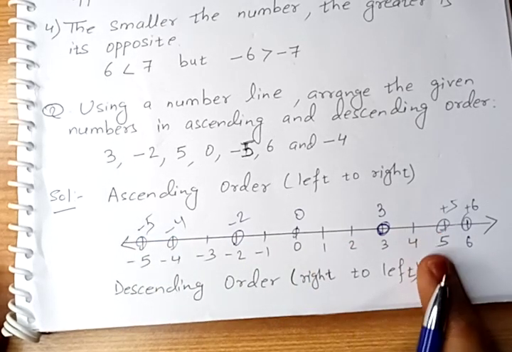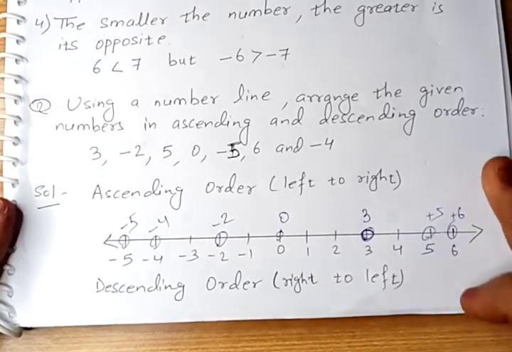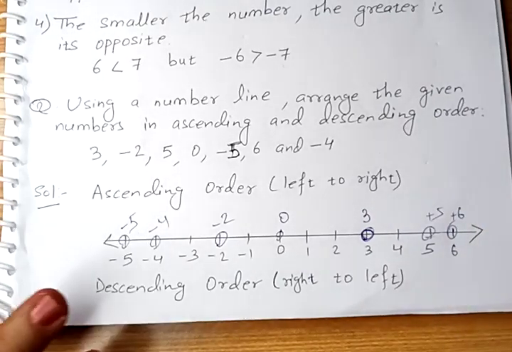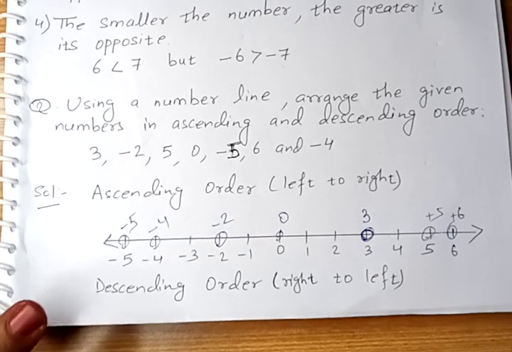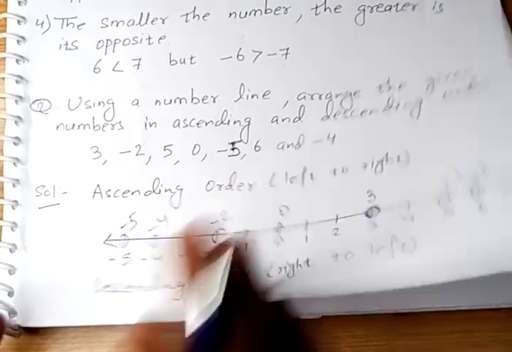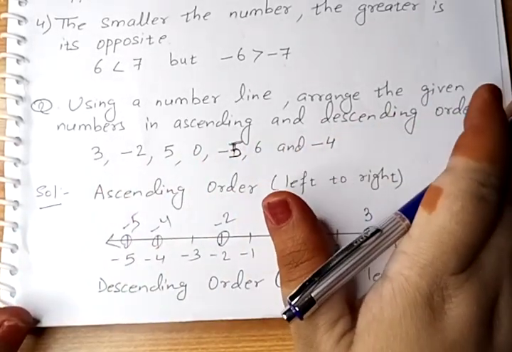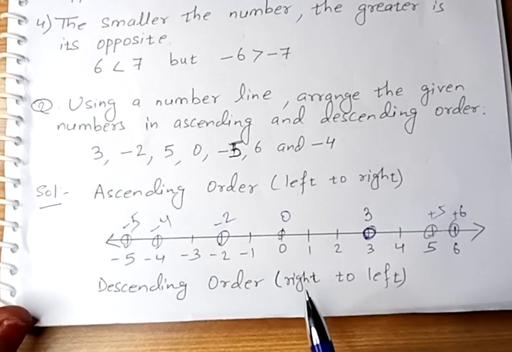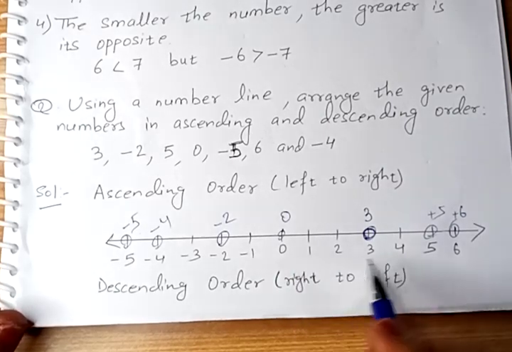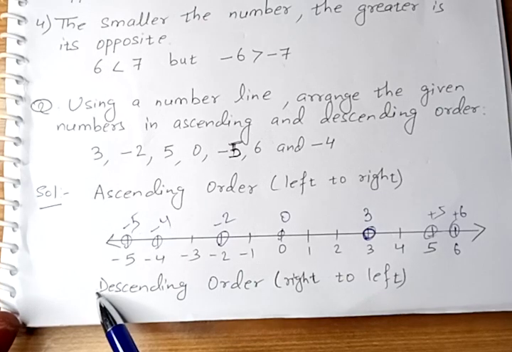Now, what is the rule we studied? In a number line, the numbers on the right side are greater, and the numbers on the left side are smaller. It means when we go to the right side, the value of the numbers increases, and when we come to the left side, the value decreases.